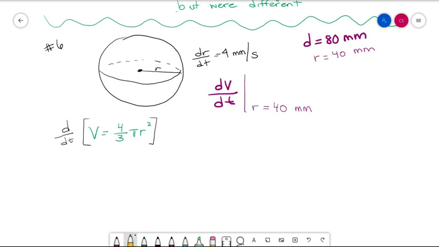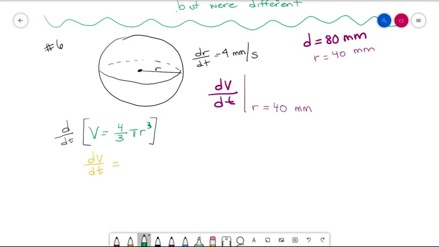Okay, so we're going to get something like this. We're going to get a dv dt is equal to, and let's see, 4/3 is a constant, pi is a constant. Oh, goodness. Let's do a quick edit. Volume's cubed, right? Area squared, volume is cubed. So let's make that quick edit.